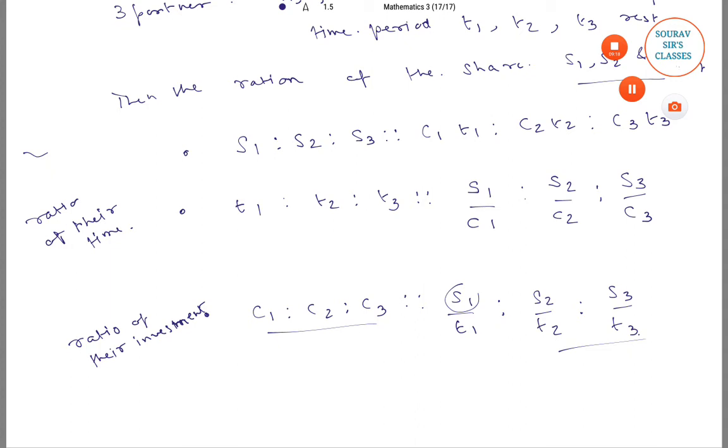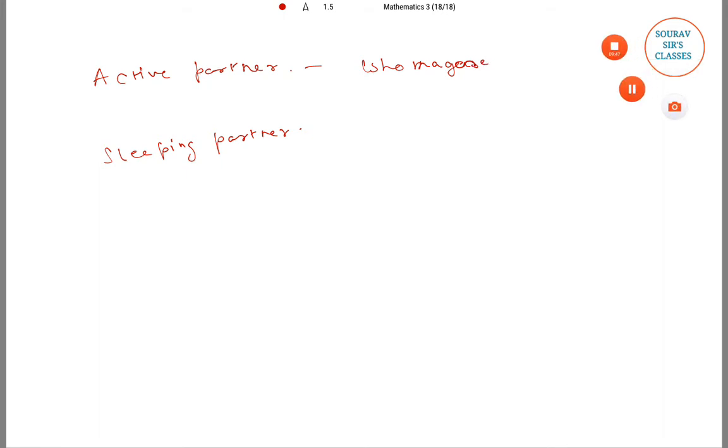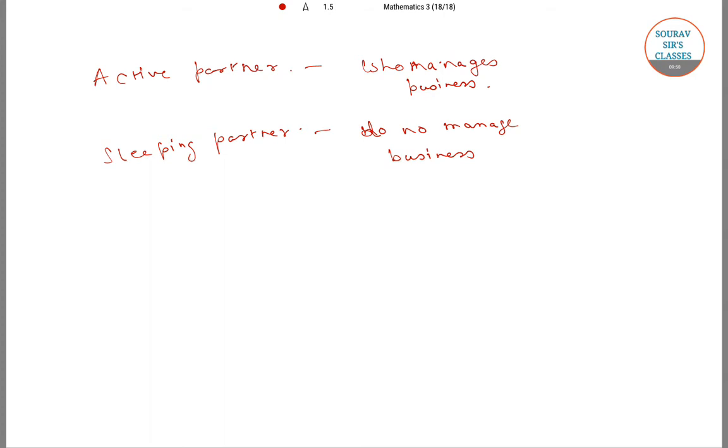Now in business there are two types of partners. One is active partner, and the other is sleeping partner. Active partners are those who manage the business, and sleeping partners are those who do not manage the business and have only invested the money.